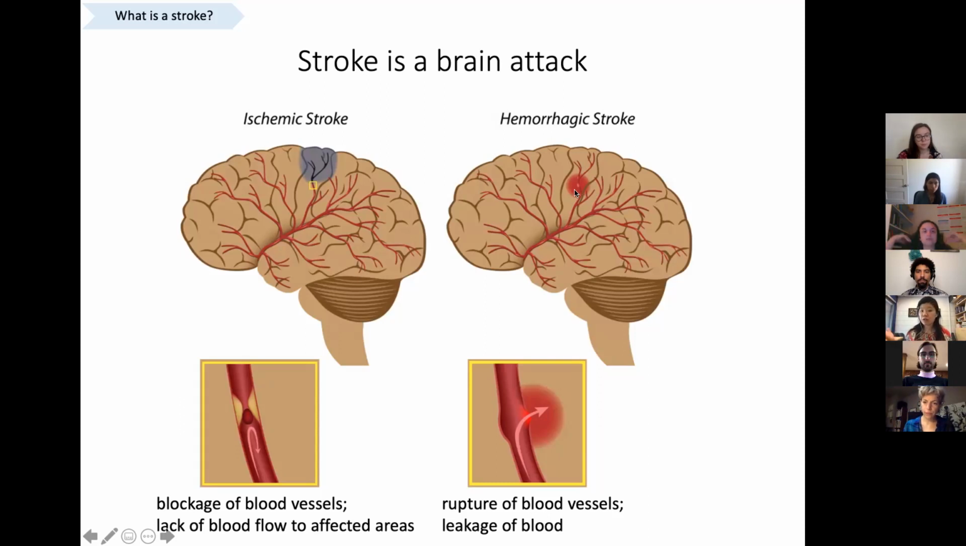And so a stroke can occur anywhere, but very commonly they occur in the territory that affects sensorimotor cortex, the basal ganglia, all the motor regions of the brain, and that's why many individuals with stroke have these sensorimotor impairments.